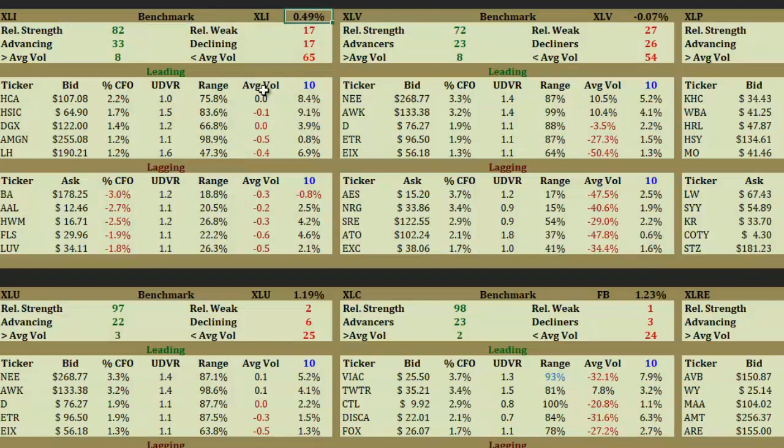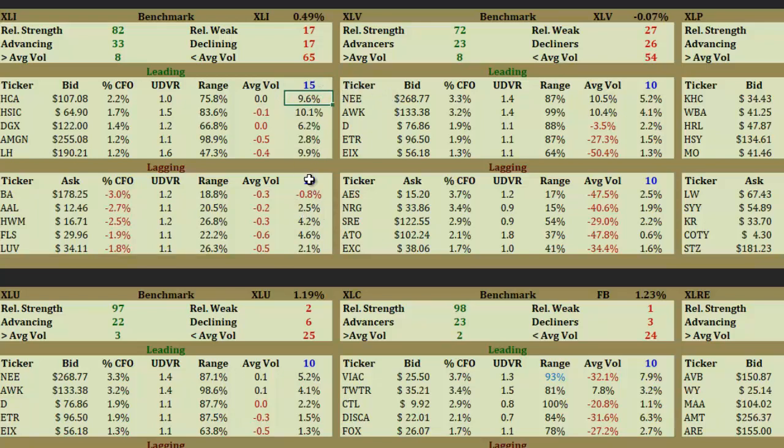It tells you what the percent change from the open has been for that benchmark. Then it gives you the relative strength, advancing, declining, and volume information. If it's a leading, meaning the top 5 performing within this category, they'll be listed here. If they're lagging, they'll be listed down here, the worst 5 performing.